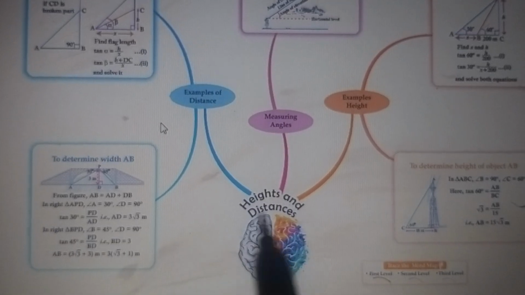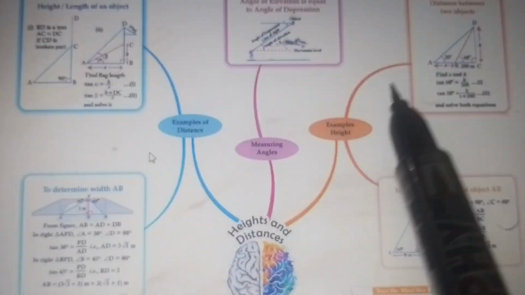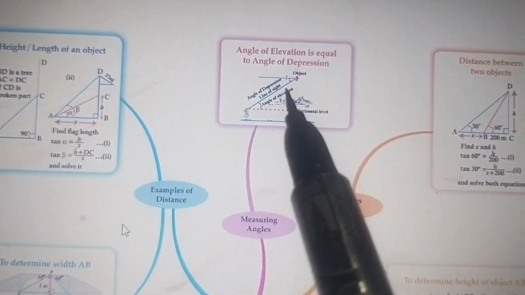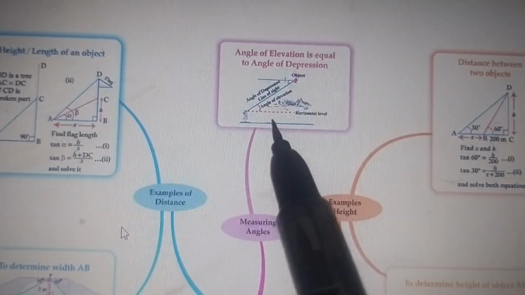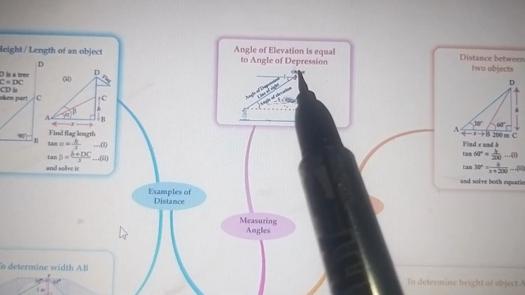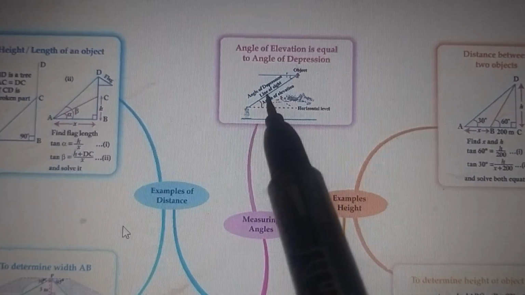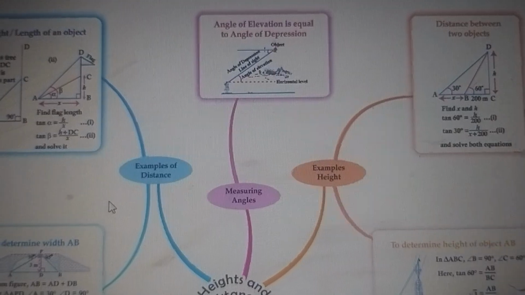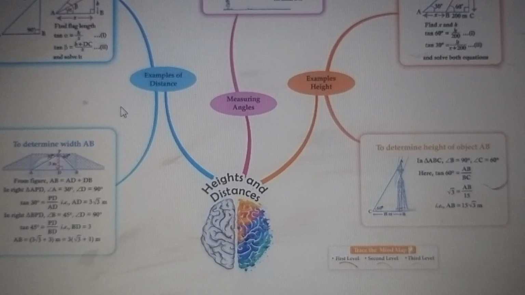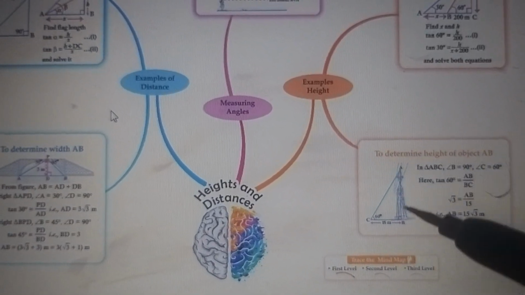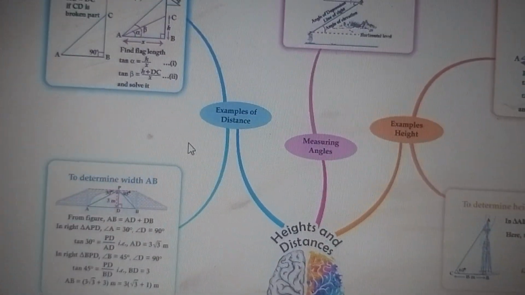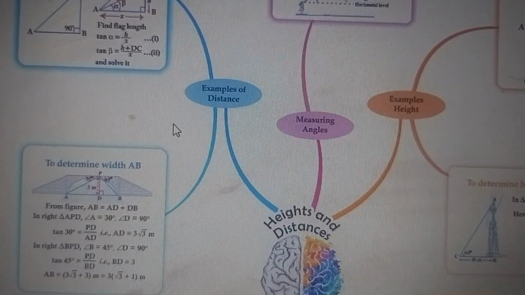Okay, heights and distances, in this also we have so many problems. Okay, now angle of depression and line of sight, angle of elevation. This is the horizontal level and the object is there, angle of depression, line of sight. We have the distance between two objects, for that there is a problem based on height and length of an object. Okay, width of AB, and determine the height of an object, of a tower. This is a very important problem, children. Okay, do many problems, practice the problems on heights and distances.